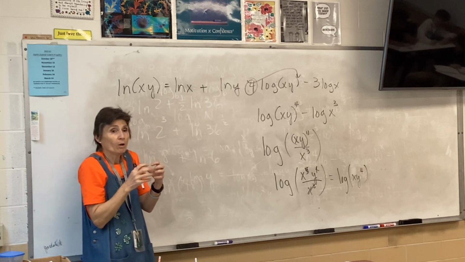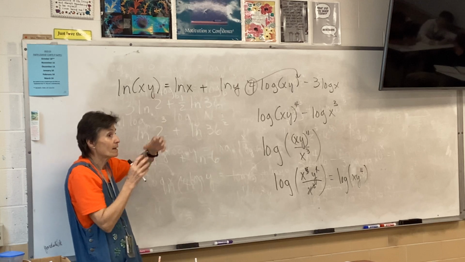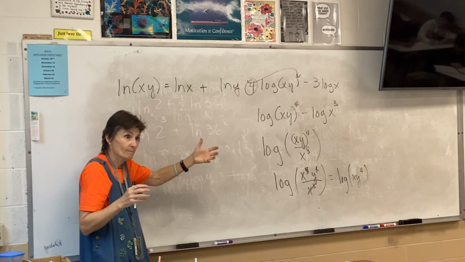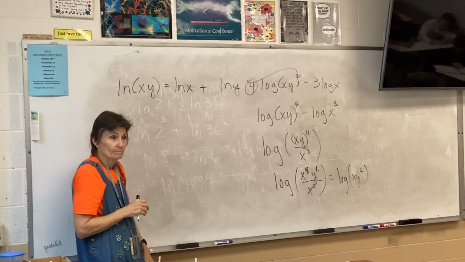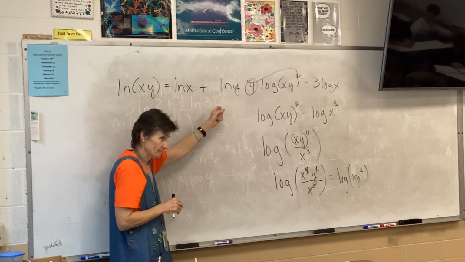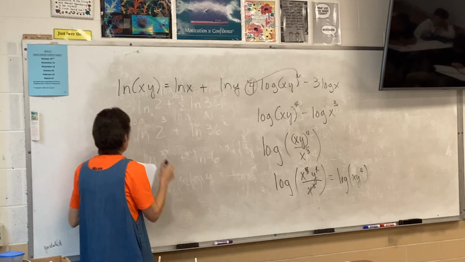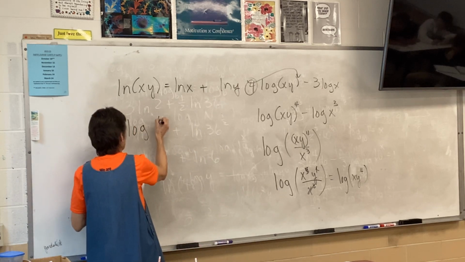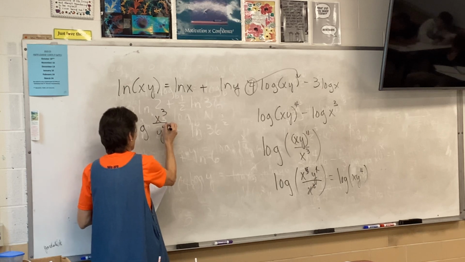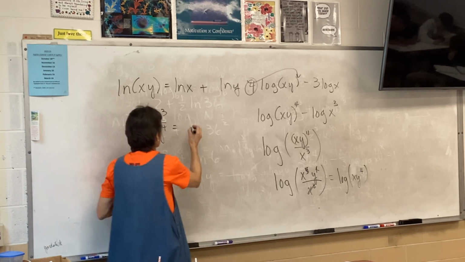If you pull apart a product like this, it becomes an addition. We just went this way. See how they're the same thing? All right, now you're going to take this one apart. Log of x cubed over y to the 4th. Katie? 3 log x minus 4 log y.